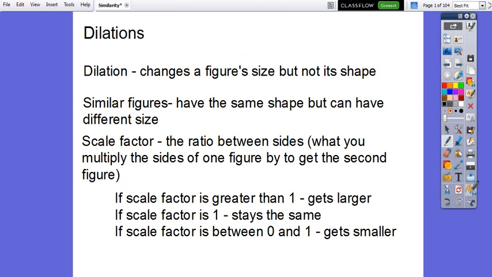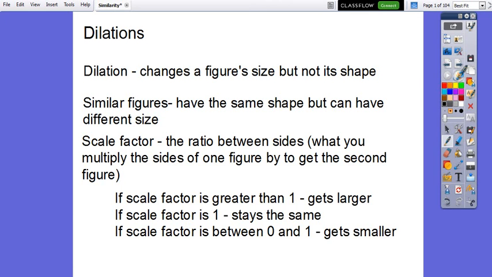Okay, if the scale factor is greater than 1, it gets larger. All right. If the scale factor is 1, it stays the same. If the scale factor is between 0 and 1, in other words, like 1/2, it gets smaller. And we're not going to be dealing with any negative scale factors. Okay?